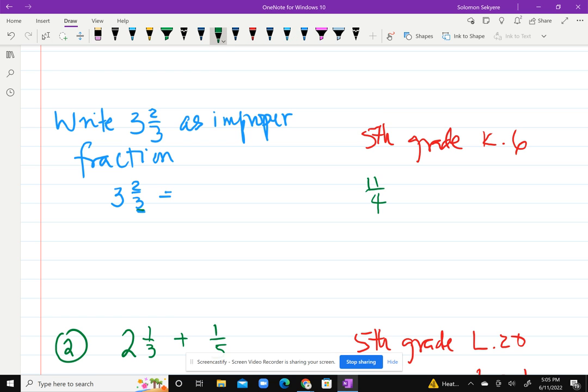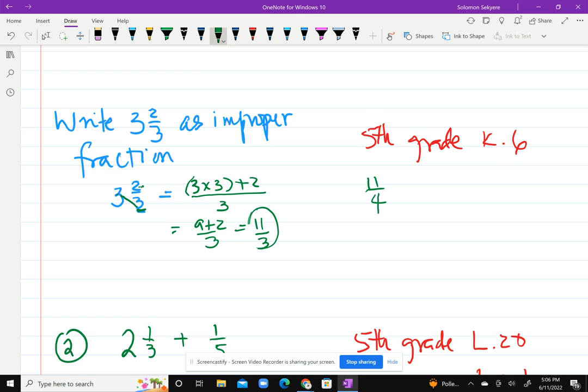See the denominator 3. We take the denominator, we multiply by the whole number, so it's 3 times 3. Okay, and then after that, we add the numerator and then everything again over 3. See that? So take the denominator, multiply by the whole number, add the numerator, and then everything over 3. So it becomes 9 plus 2 over 3. This is the same as 11 over 3. See that? This is an improper fraction because the numerator is bigger than the denominator.